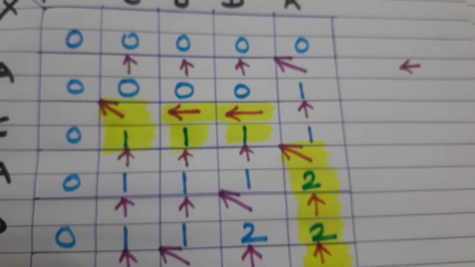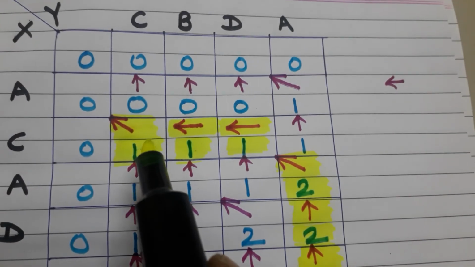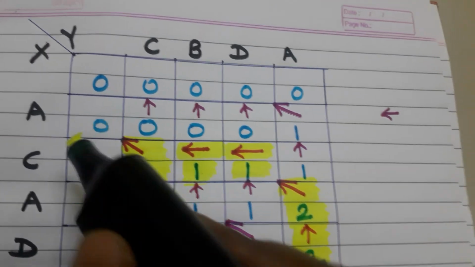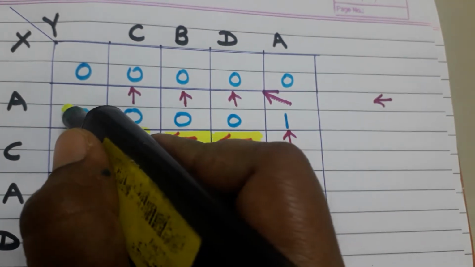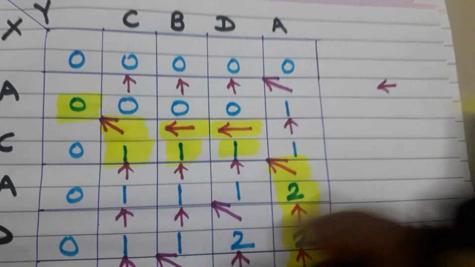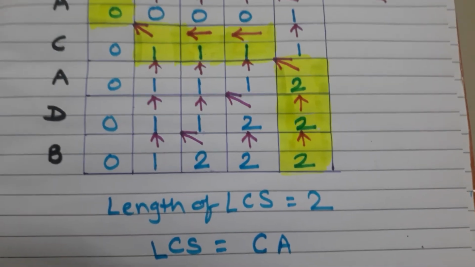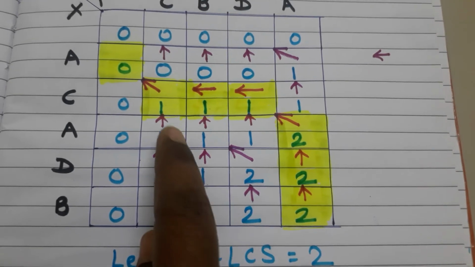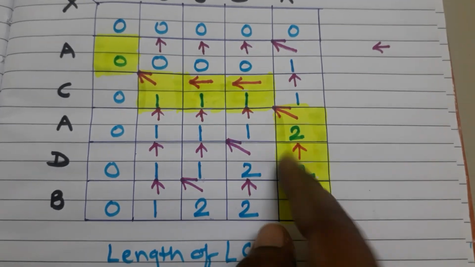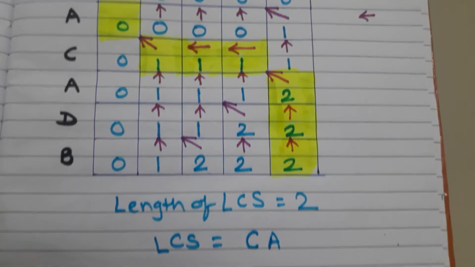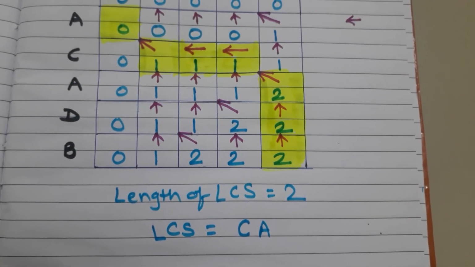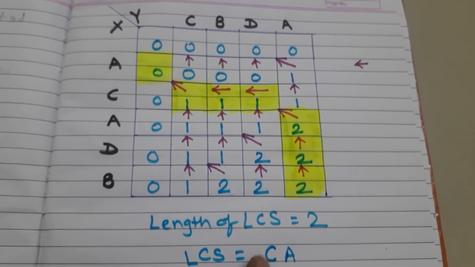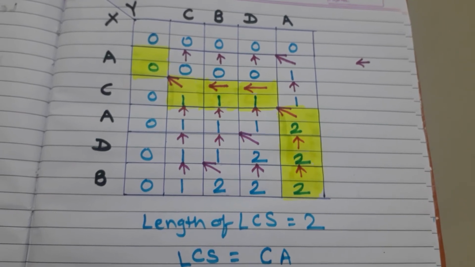Now here we have this diagonal arrow, which comes from this 0. So here the longest common subsequence is CA. You can see that we create a path according to the arrows, and according to this we get the longest common subsequence. As we said, this will be one of the answers, that CA will be our longest common subsequence.